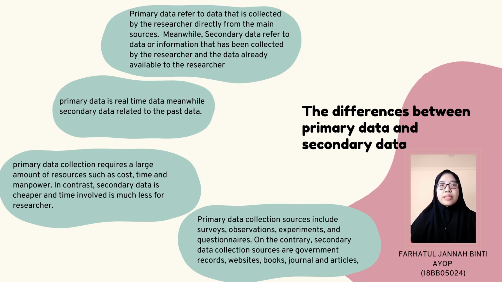Besides that, primary data collection requires a large amount of resources such as cost, time, and manpower. Meanwhile, secondary data is cheaper and the time involved is much less for the researcher. And lastly, sources for primary data include survey, observation, experiment, and questionnaire. Meanwhile, for secondary data collection, sources include government records, books, journals, articles, and others.